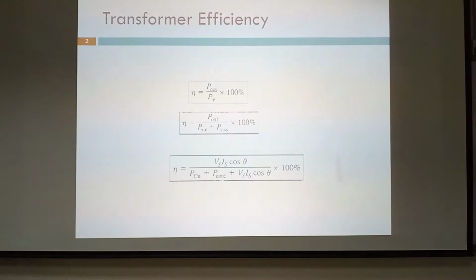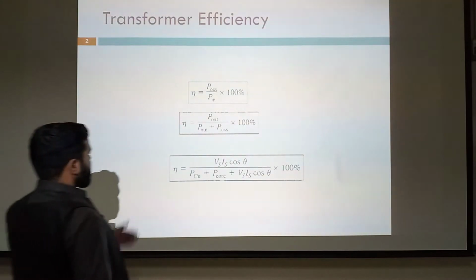So now today let's have a short discussion regarding the efficiency of a transformer. It is very important to note that the efficiency of a transformer is high as compared to other electrical machines, because in a transformer there are no rotating parts. So due to no rotating parts, there are no mechanical losses. That is why the efficiency of a transformer is high.